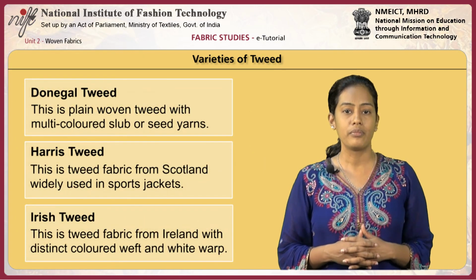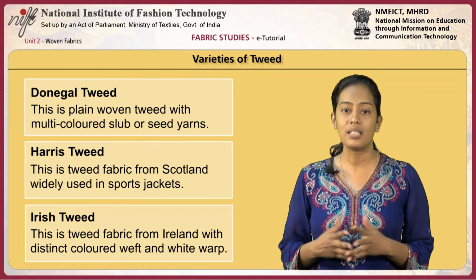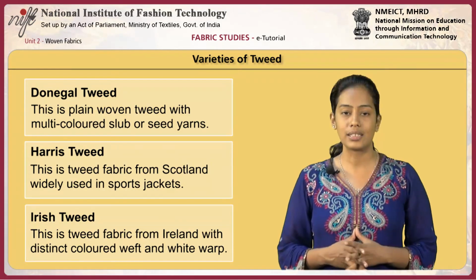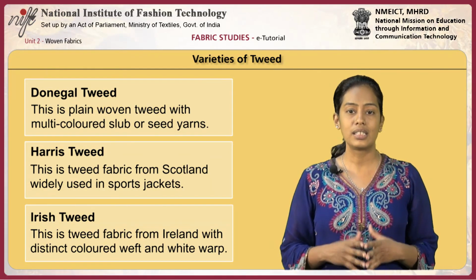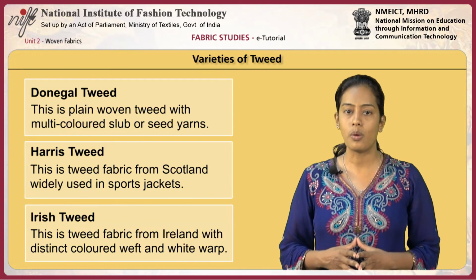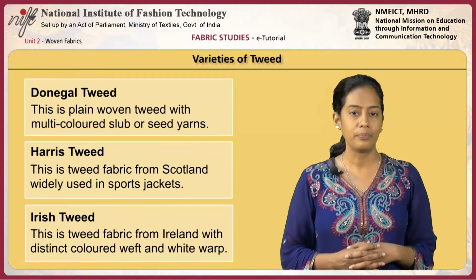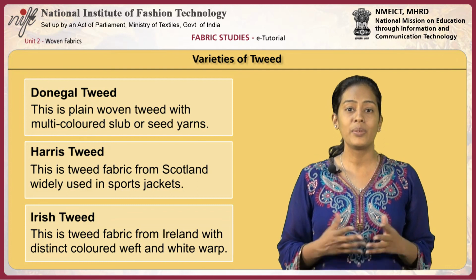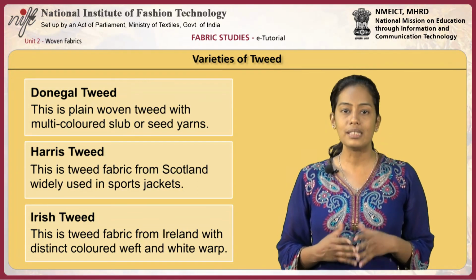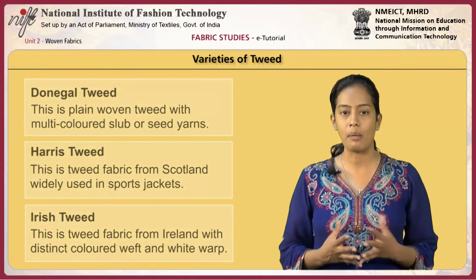Donegal tweed is a plain woven tweed with multicolored slub or seed yarns. Harris tweed is tweed fabric from Scotland widely used in sports jackets. Irish tweed is tweed fabric from Ireland with distinct colored weft and white warp.